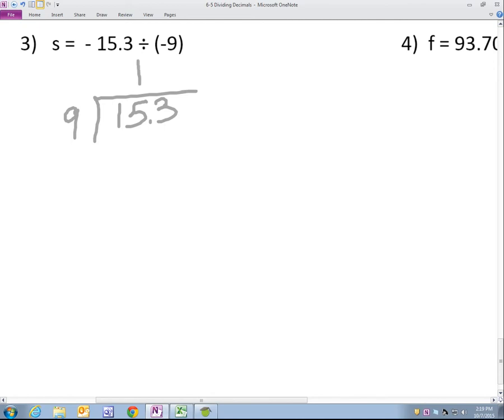So this just happens one time here. 6, bring down the 3. 63, 1.7. So the final answer is Scott equals 1.7.